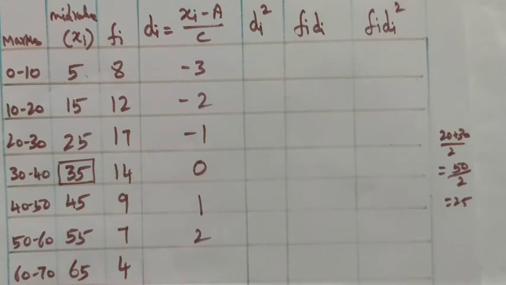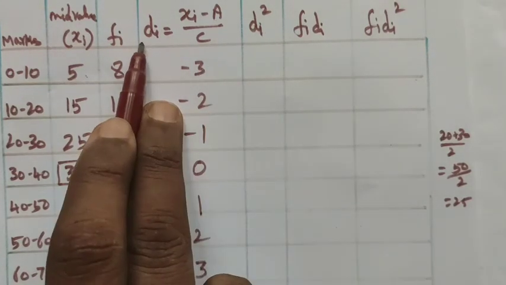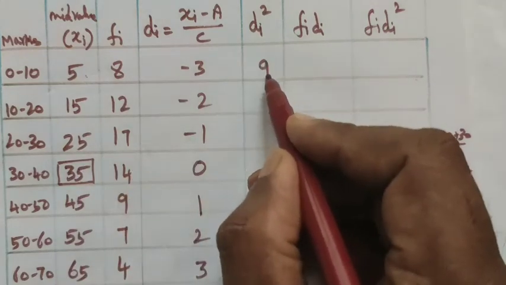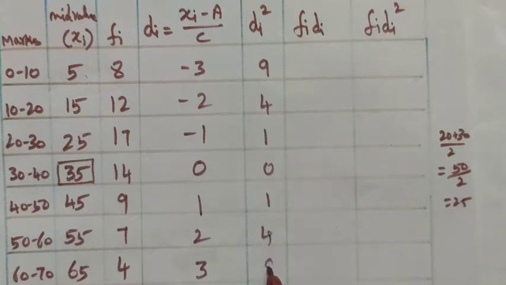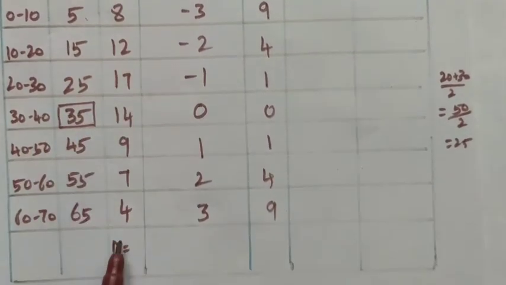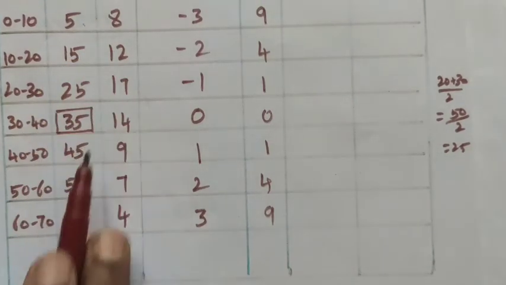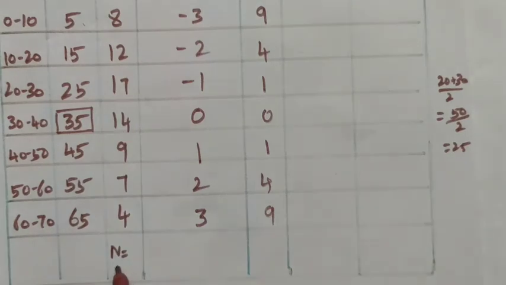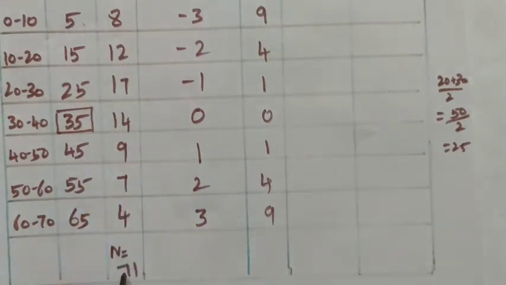65 minus 35 is 30, 30 divided by 10 is 3. So by this we are able to find out. Now we want to find out what is di square. This is di. If you square this value, we get 9, 4, 1, 0, 1, 4, 9. And then the frequency fi, summation of fi is nothing but n. Adding all these values, we get 71. Sum of fi is nothing but n, we get 71.